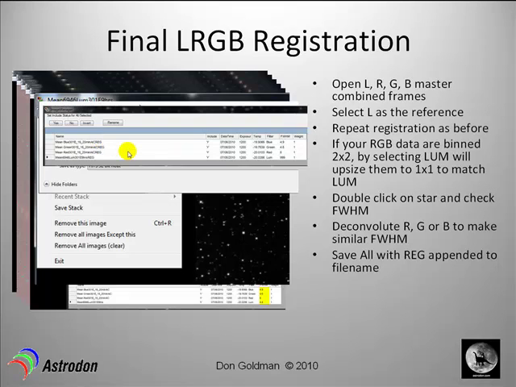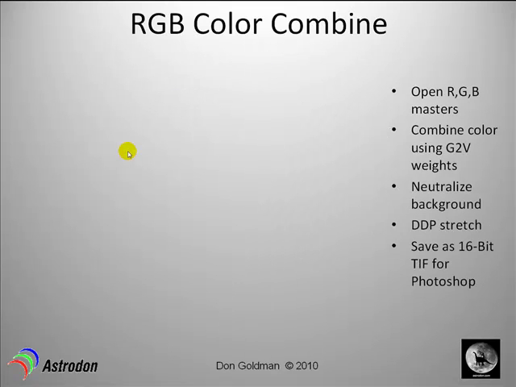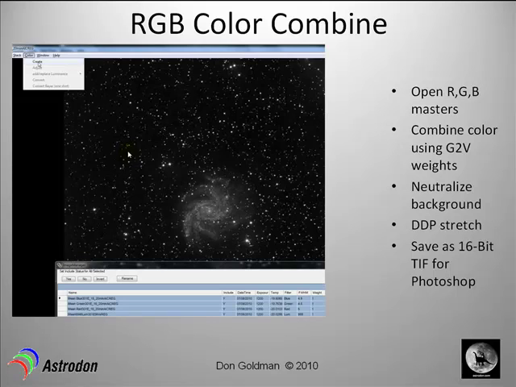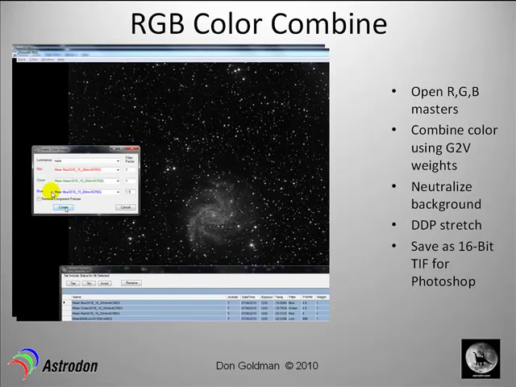So now we've registered all of the combined images. What we're going to do next is combine the RGB data into one color image. To do this in CCD Stack, you click on Color, Create. We're not going to use luminance here. We're just going to use the red, green, and blue. You'll make sure that these files correspond with the correct color. You'll put in the G2V star weights that we determined in our earlier tutorial on G2V star, and then you'll click Create.